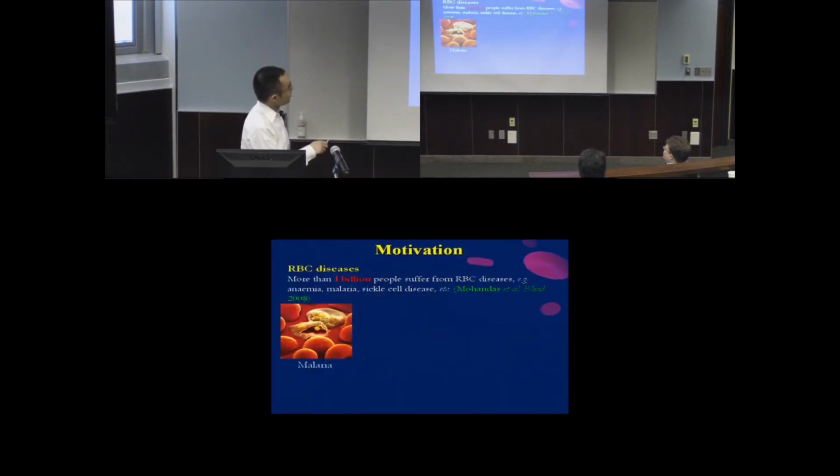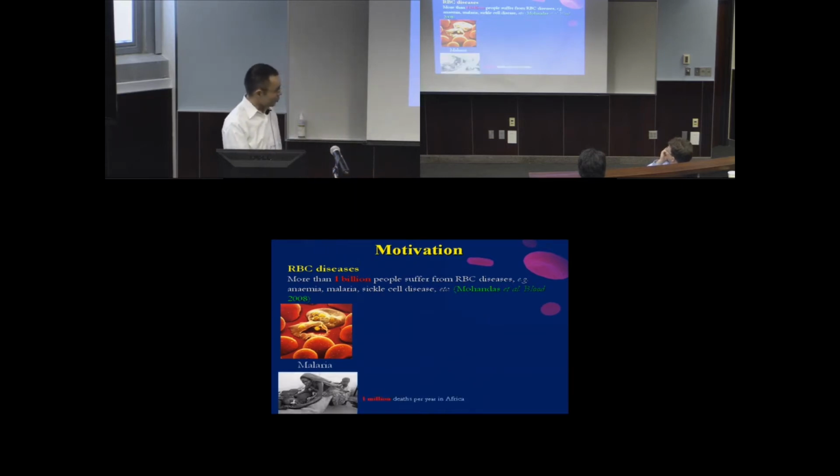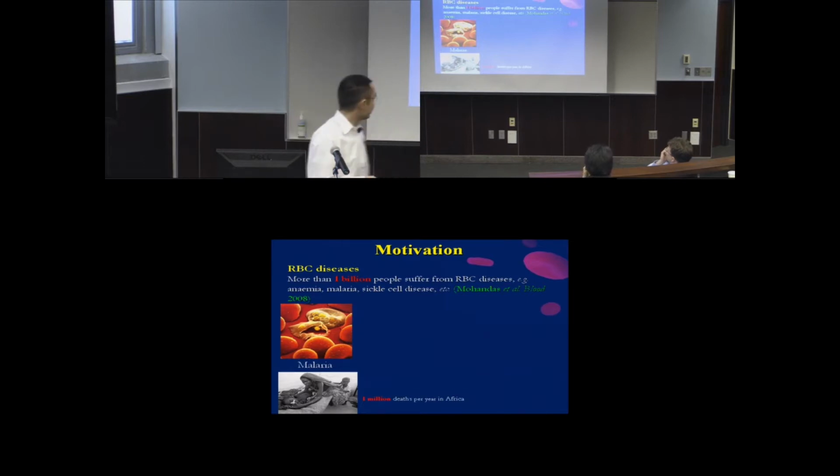The most important motivation to study red blood cells is that more than 1 billion people suffer from red blood cell diseases. For example, malaria kills 1 million people every year in Africa, causing a lot of tragedies. The malaria parasite makes the red blood cell stiffer and stickier.